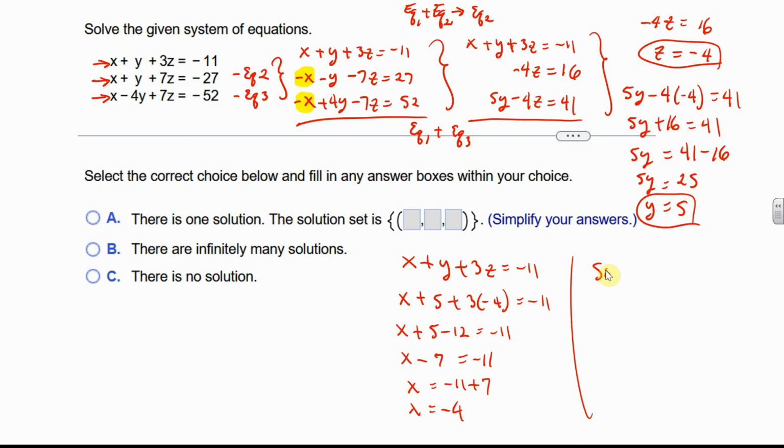So my solution set is x equal to negative 4, y equal to 5, and z equal to negative 4. So we have these 3 planes, and they intersect at this point here, negative 4, 5, and negative 4. We draw it out in the 3 space. The cool thing is that you have lines in the 2 space. They intersect at a point, but then planes in the 3 space intersect at, it looks like a point, but if you look at it from the side, it's a line.